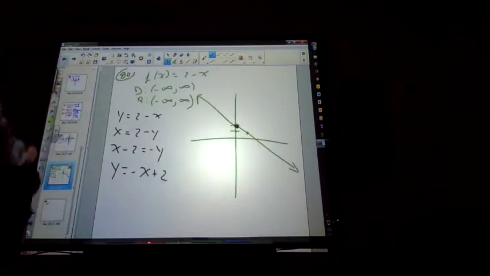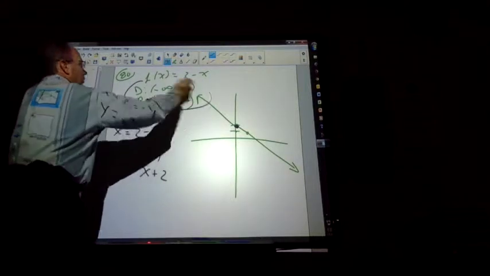What's the domain and range of the inverse? Yeah, same exact thing. Same line, so the domain and range are going to be the same. So this will also be the domain and range. 82.